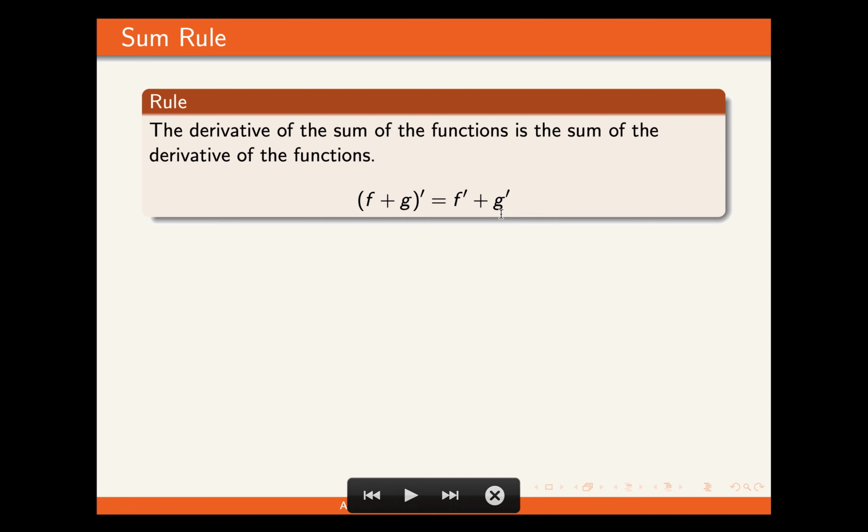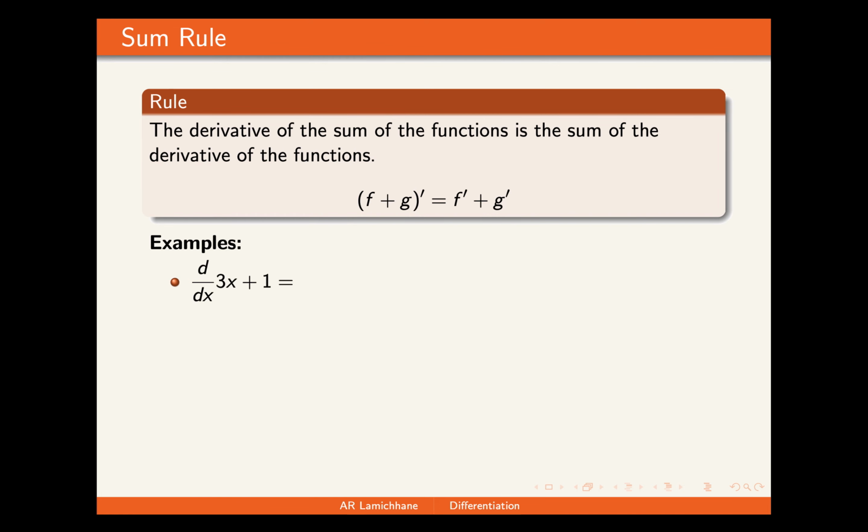Let's try to see some examples. So let's assume that our goal is to find the derivative of this function, 3x plus 1. Then you can clearly see here are two functions. Let's say function f is 3x, and function g is 1, and then 3x plus 1 is the sum of these two functions. So if you want to find the derivative of this function, then we can use this sum rule.